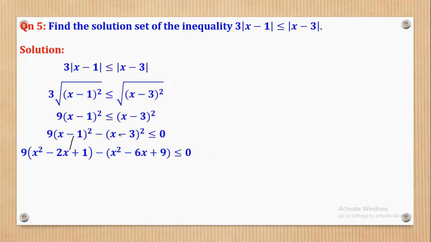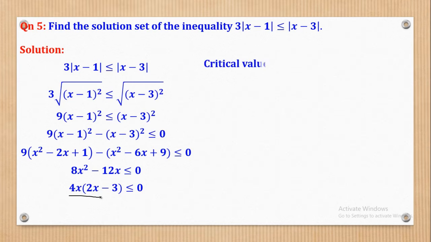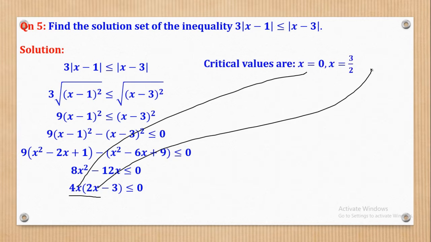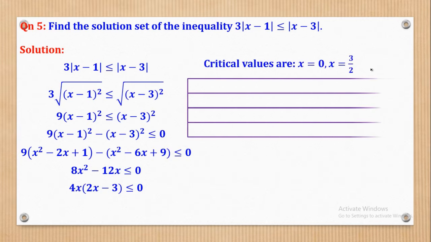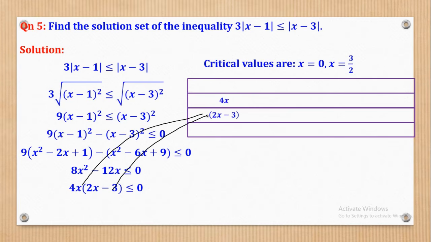Expand this gives you that, expand this gives you that. Then collect like terms, you come up with that. Factorize, you come up with that. Therefore critical values are 0 because equating this to 0 is 0 and equating this to 0 is that. Therefore next is to tabulate. Bring this term here and also this term there. And after that you write the entire term.